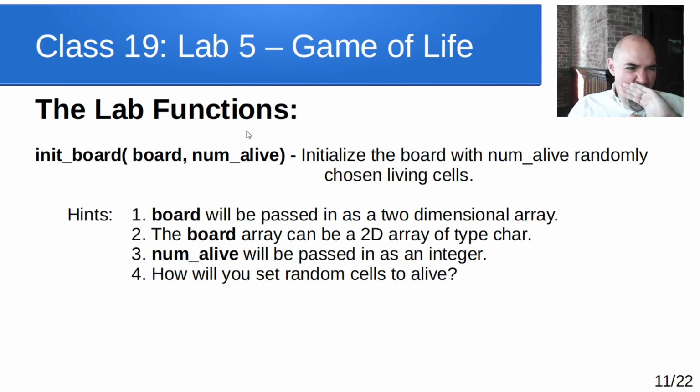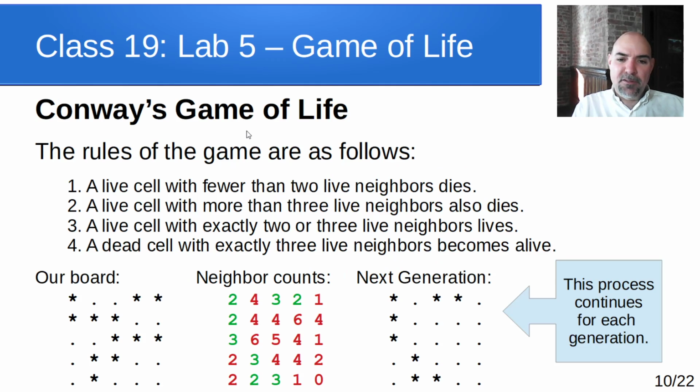Now, one question that's important to ask is how are you going to set random cells to being alive or dead? For example, they need to be randomly chosen. So let's go back and look at the board again. Let's say we have this 5 by 5 grid. And let's say we wanted to add 10 cells that were alive.